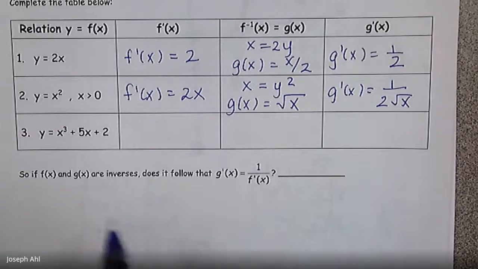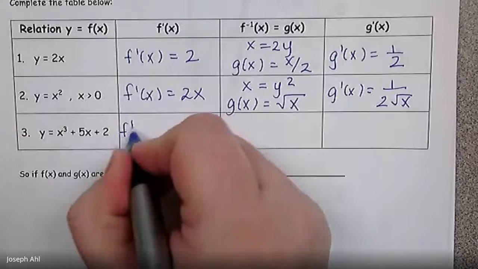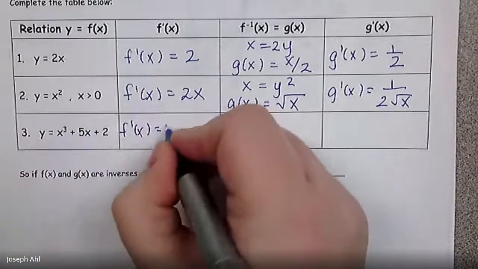Okay, so moving on to the last example, x cubed plus 5x plus 2. Well, the derivative would be 3x squared plus 5.